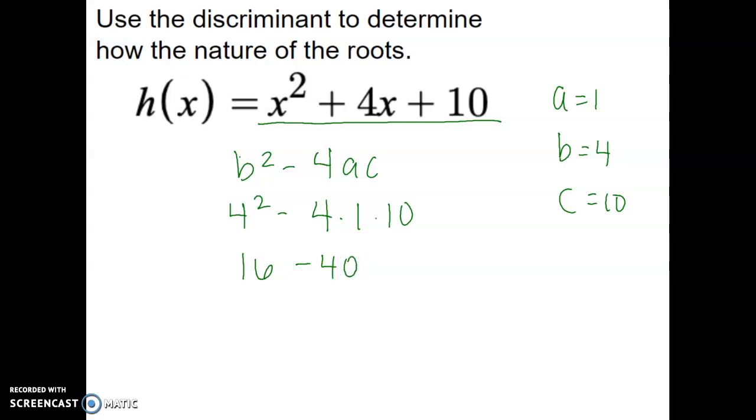And if we subtract these, we're going to get a negative number. 16 minus 40 will be negative 24. And if we have a negative number as our discriminant, guess what? No real solution. Now, we're not going to say no solution because there actually are solutions. They're just not real numbers.